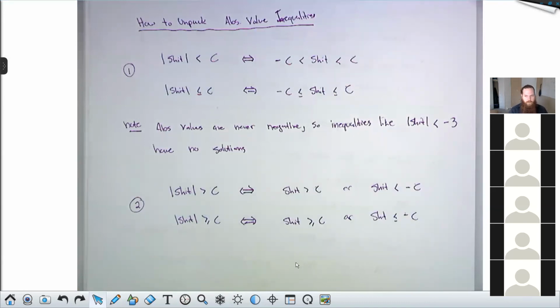Is there anything else from the notes that you guys wanted to see? You need me to go back a page, anything like that?